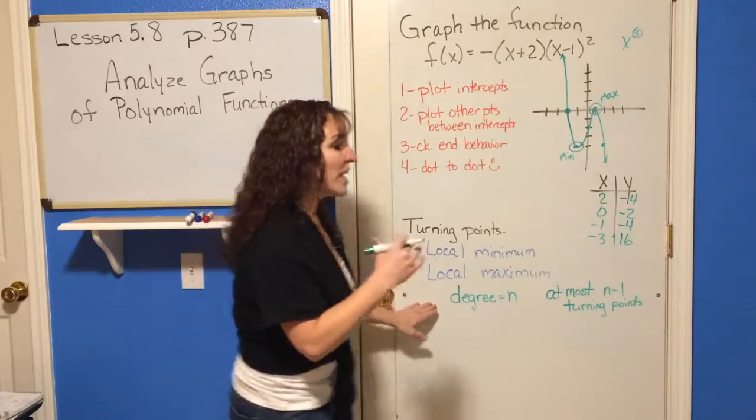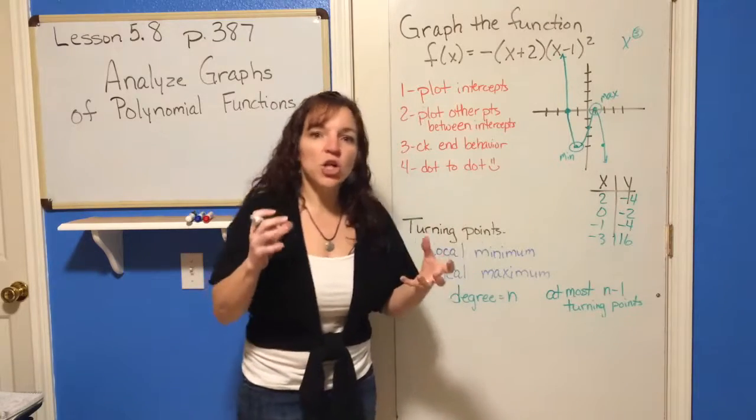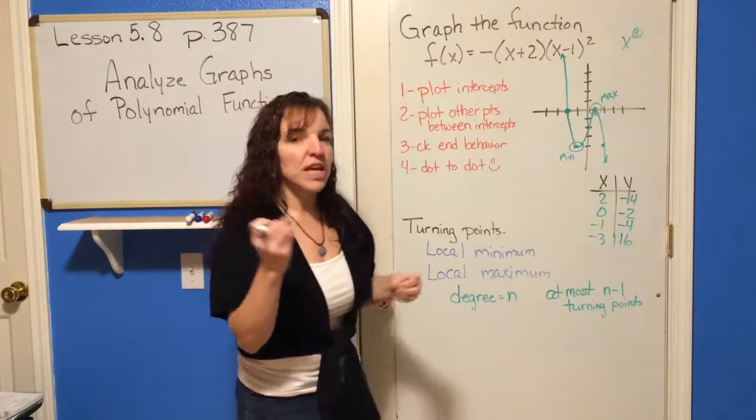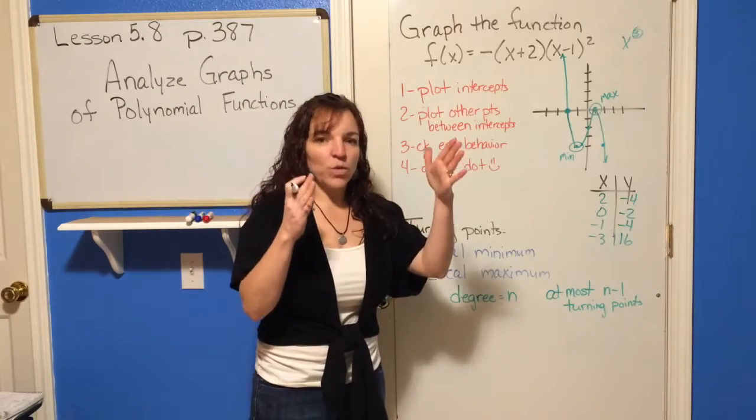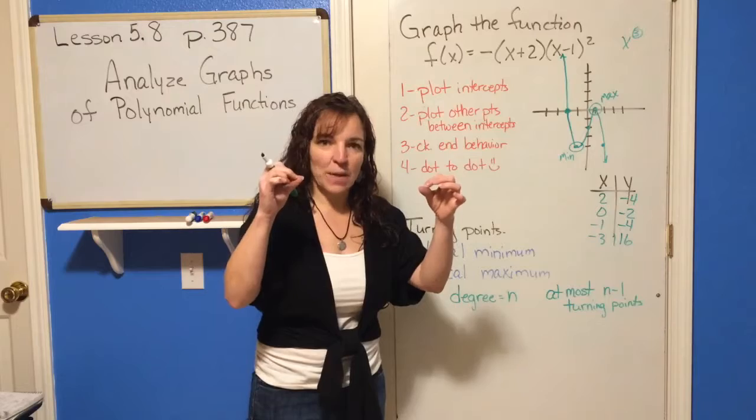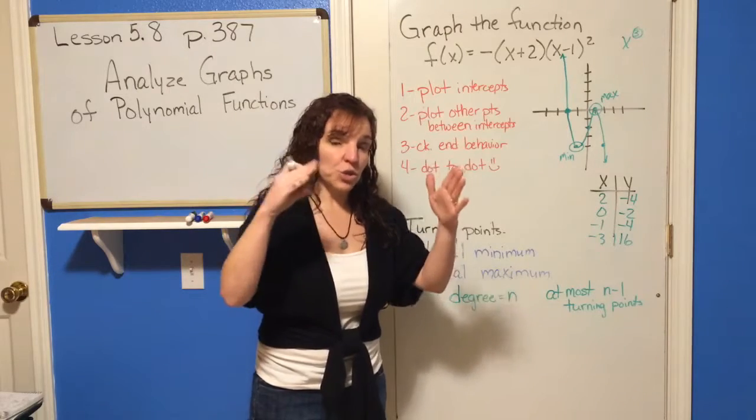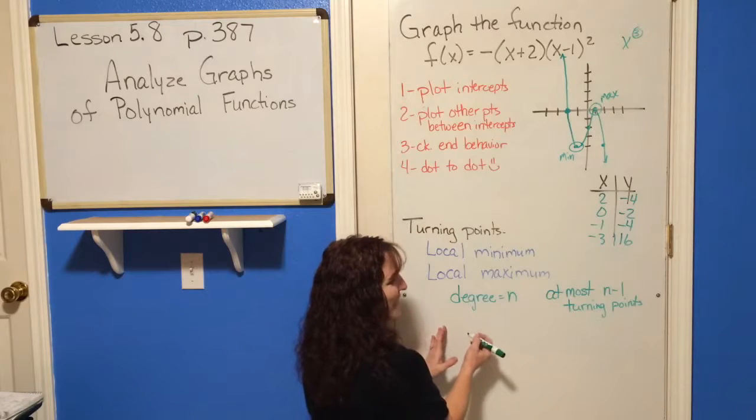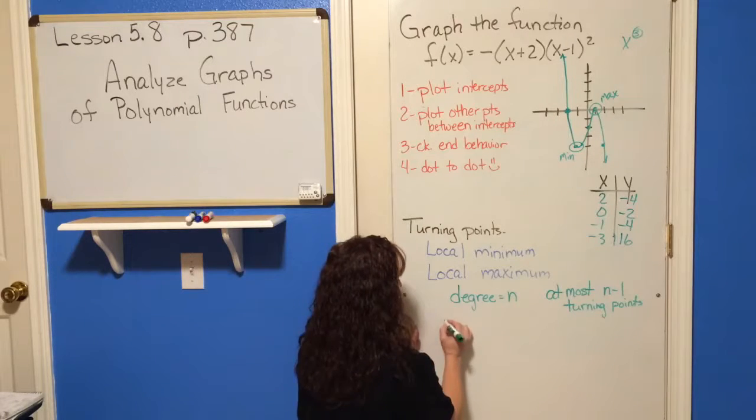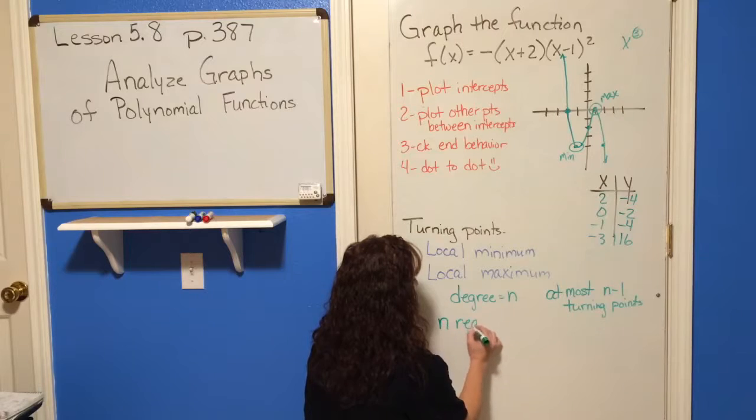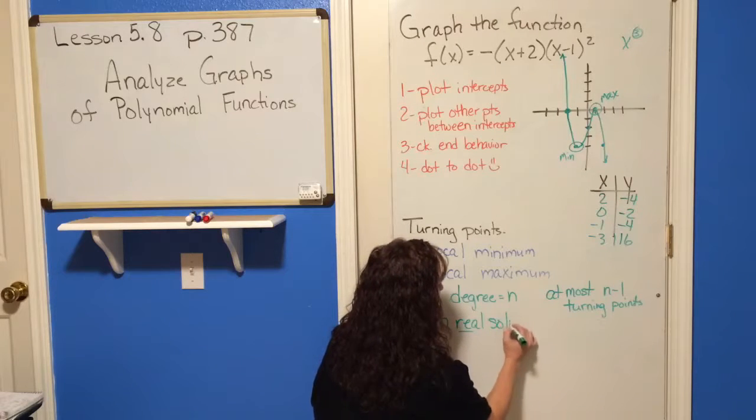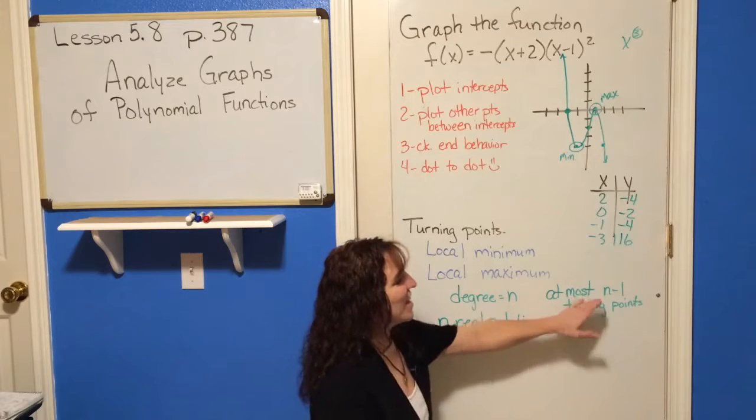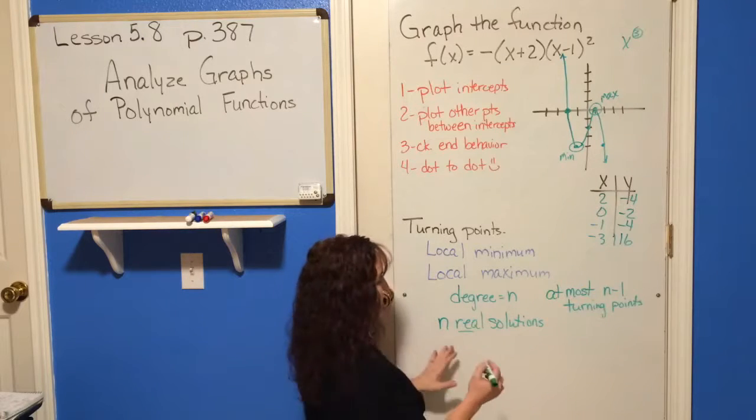All right. So now remember when we solved, sometimes we had real solutions and sometimes we had imaginary solutions, and we said that we don't have x-intercepts for those imaginary solutions. The same kind of thing is true here. If your degree is n and you have n real solutions, then you will have exactly that n minus 1 turning points.